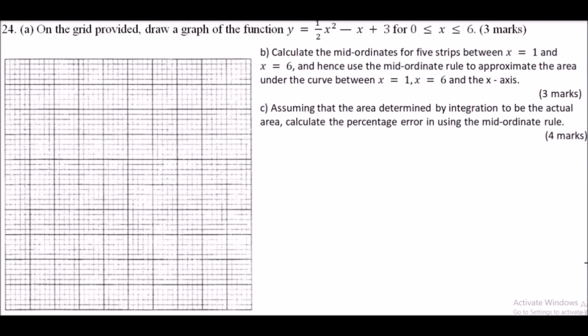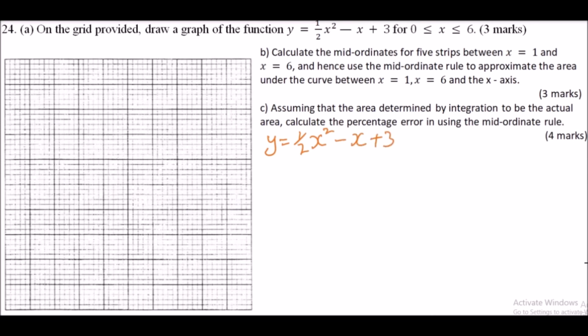Question number 24, part A, we are told on the grid provided, draw a graph of y is equals to a half x squared minus x plus 3 for 0 less than or equals to x less than or equals to 6, and you get yourself 3 marks. So for us to be able to do that, we have our function y is equals to a half x squared minus x plus 3.